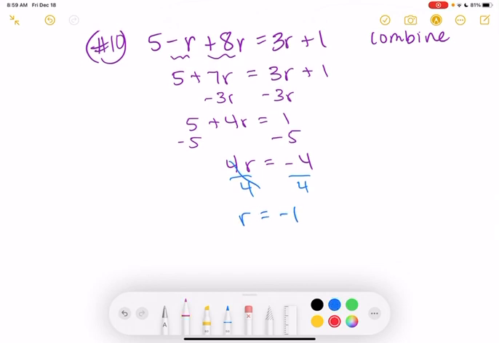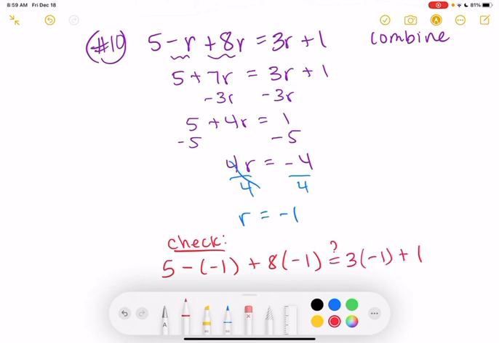And for this one, I am going to go ahead and check it. The reason why is because the notes that I'm looking at actually don't have the answer to this one. So I want to make sure that we did actually get that correct. Okay, so 5 minus the r, which is negative 1, plus an 8 times that negative 1. Does that equal 3 times negative 1 plus 1?